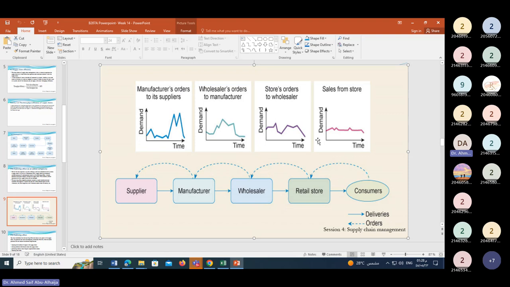Again, this is the fluctuations. As you can see here, this is the sales from the store. According to this graph, is the fluctuation high or a little bit normal? Very normal. We have fluctuations, but they are not sharp, almost no fluctuations except a little.